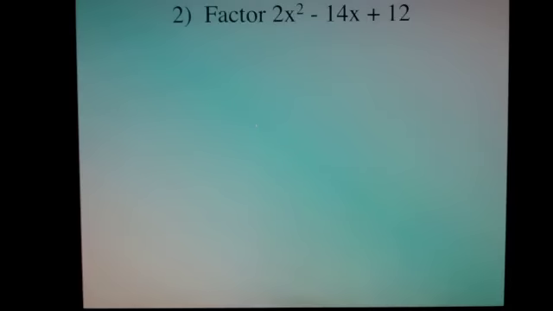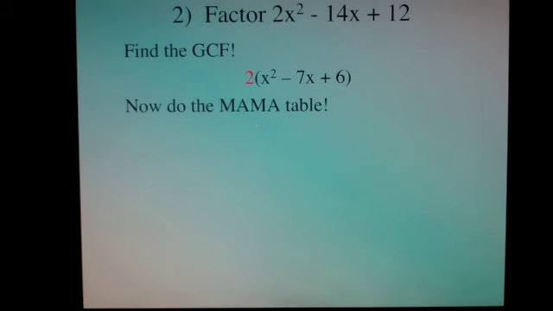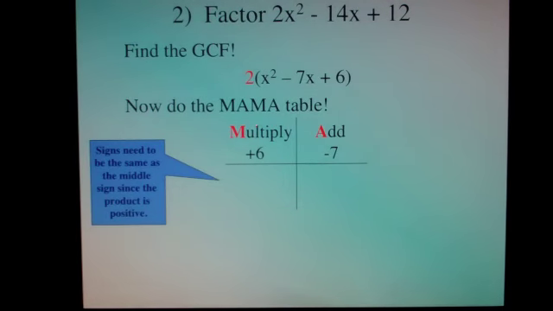Well, we're going to factor 2x squared minus 14x plus 12. First we've got to find the GCF, and that's 2. Now we're going to look at this and do the mama table. So the coefficient for the first term times the coefficient for the last term is 6, and the middle term is negative 7. So the signs need to be the same since the product is positive.